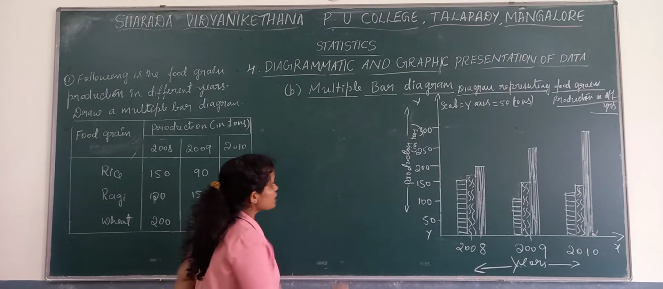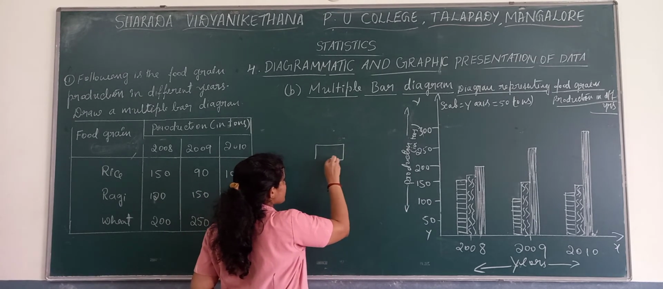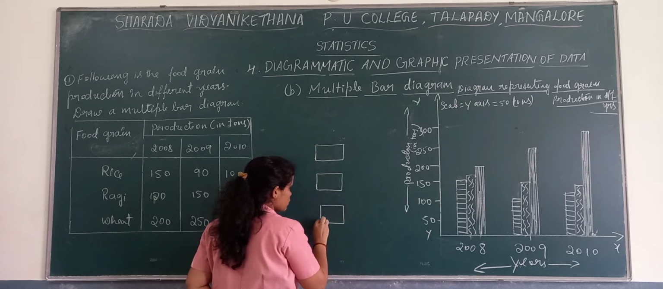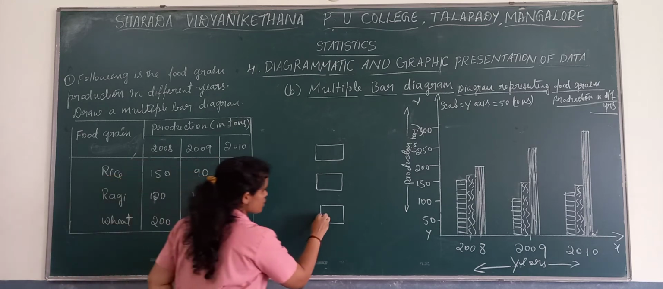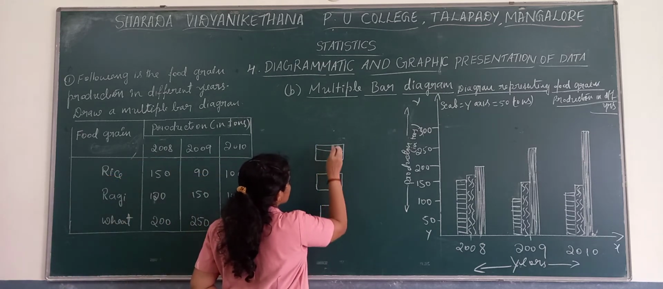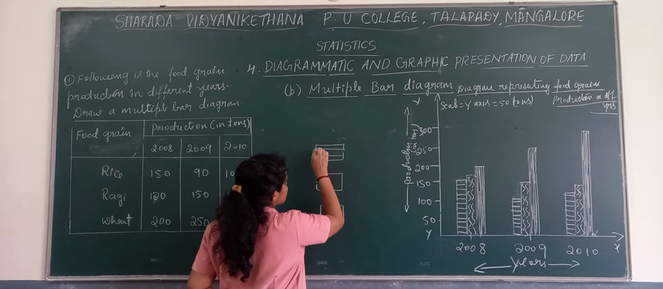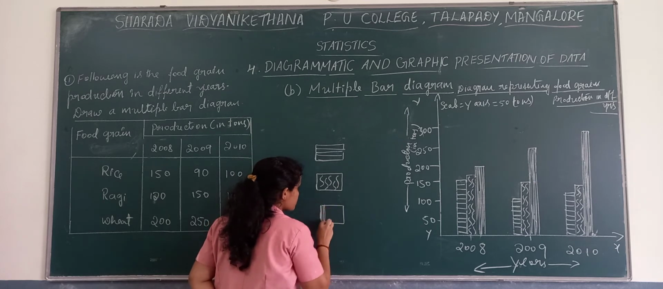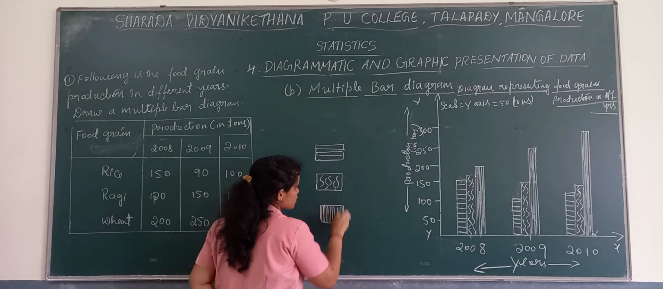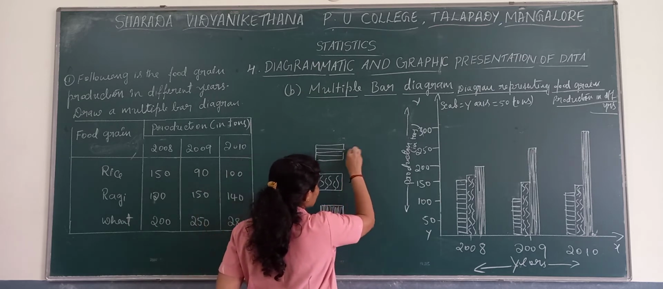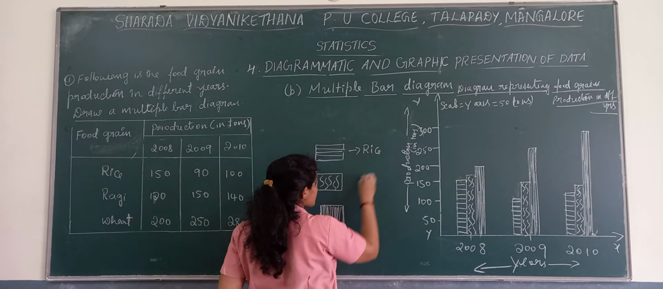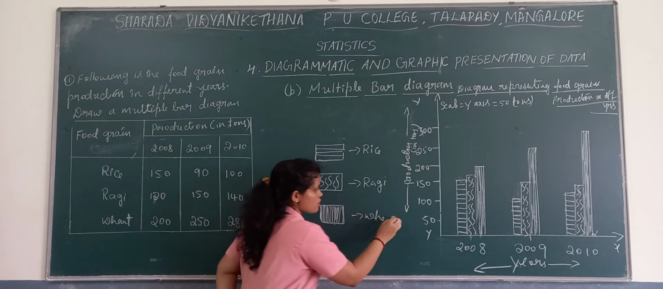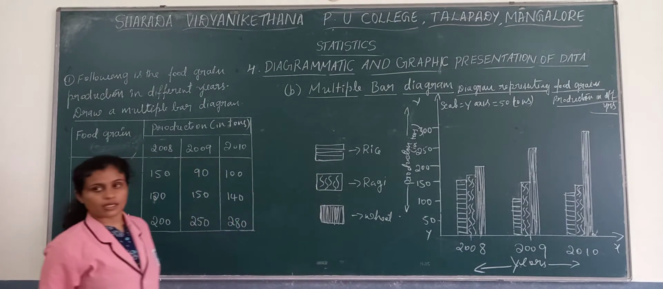Now we need to provide the index here. You have to show three indexes. The first one is rice with the first shade, then the second one ragi, and the third one wheat. So here it is rice, ragi and wheat.